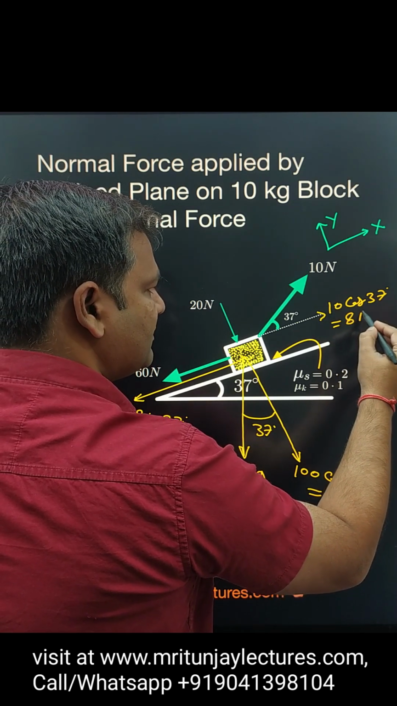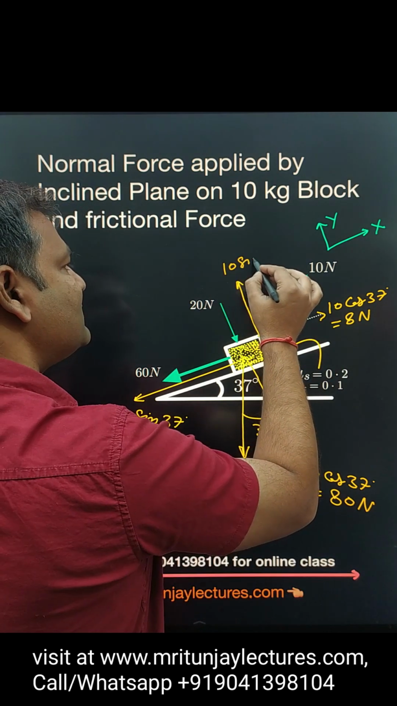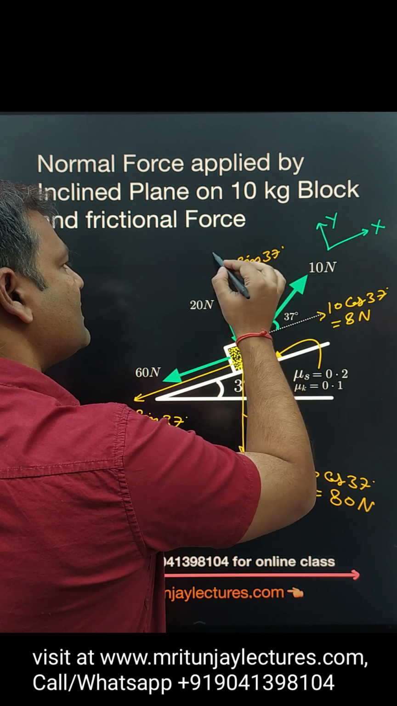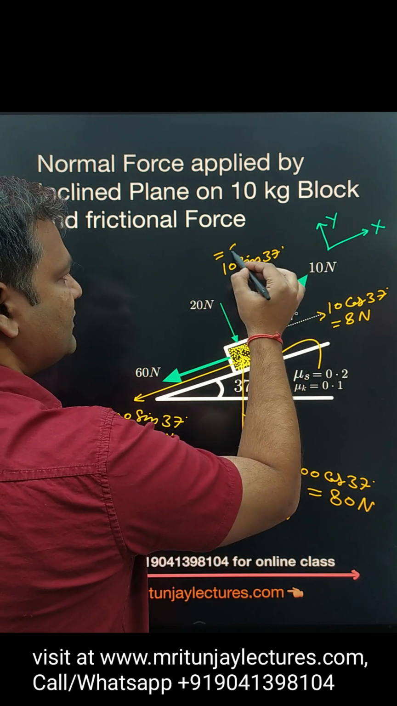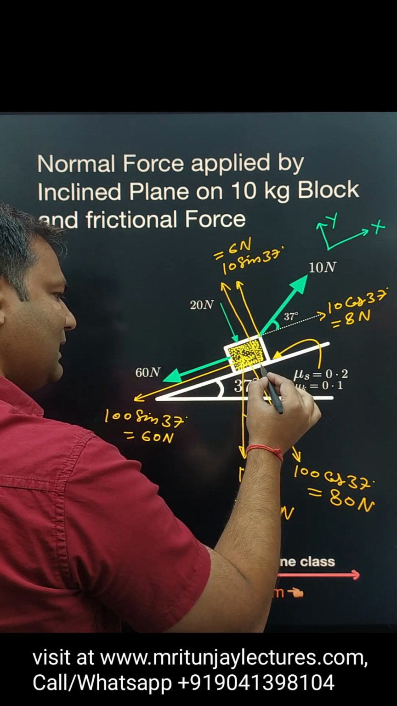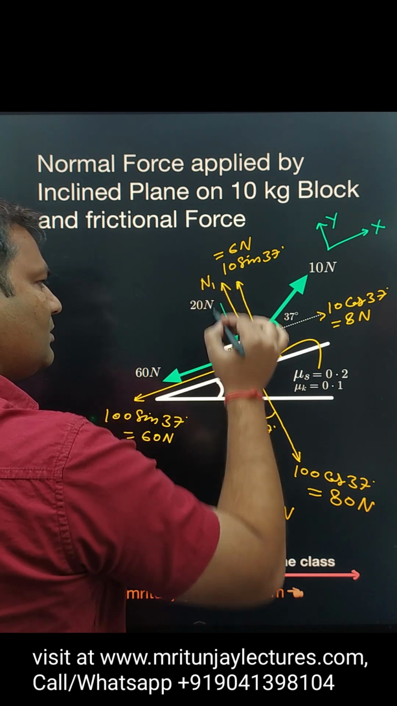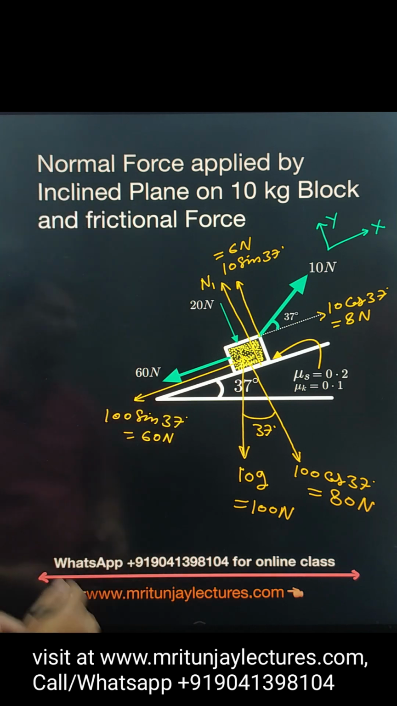8 Newton, and the component of 10 Newton along the other direction is 10 into sin 37, which is 0.6, so 6 Newton. And the normal force applied by the inclined plane on the block, that is N1. Okay, I hope it is clear.